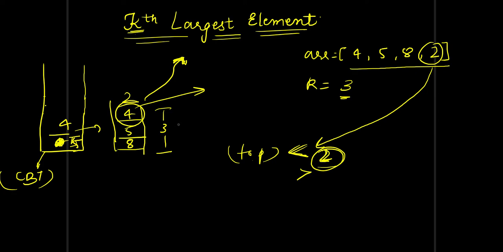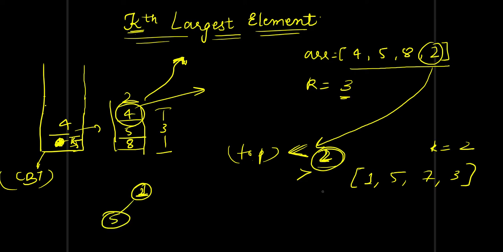I know it would be difficult to digest in the first go, but once you go to the actual code implementation which I have written, you will understand. Now I'll give one more example: 1, 5, 7, and 3. Let's suppose k is 2. Initially 1 will come, and then 5 will come. Now 7 is there, and anyhow we are using a min heap.